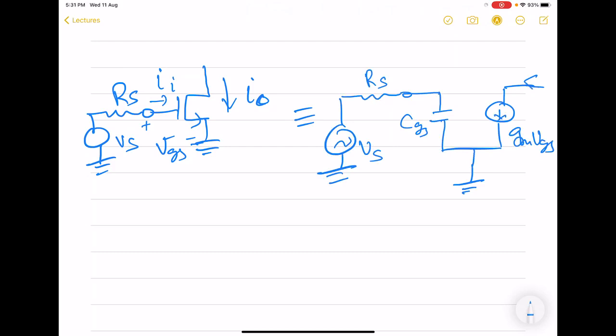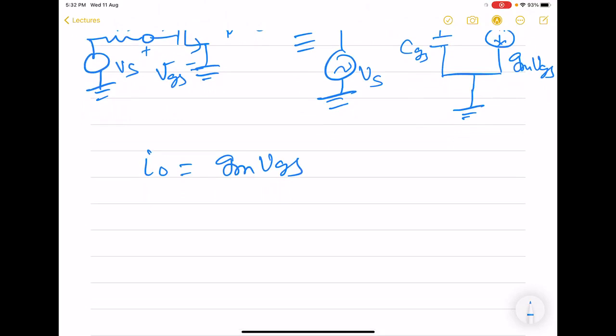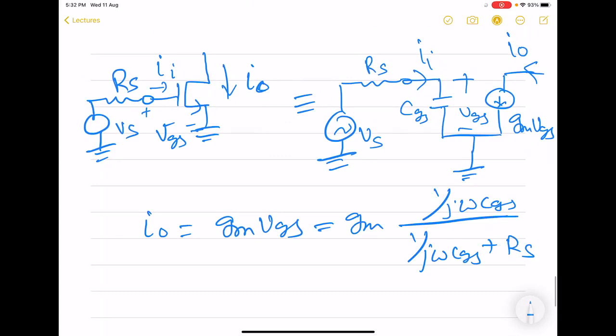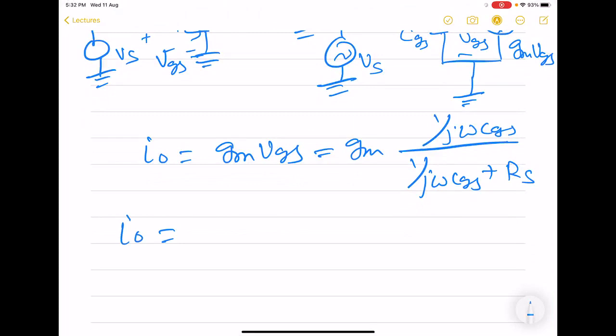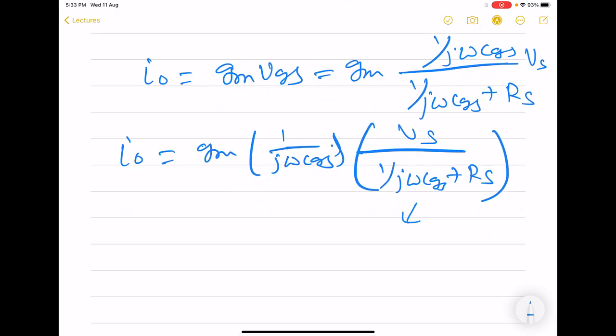So the output current is going to be this one, the input current is this, and we have to find out what the output current is. We know that this output current is equal to GM VGS, and VGS is this voltage across the gate to source capacitor. So this will be equal to GM into (1 by j omega CGS) divided by (1 by j omega CGS plus RS). So this IO is GM into (1 by j omega CGS) into VS divided by (1 by j omega CGS plus RS). So this factor is basically the input current.